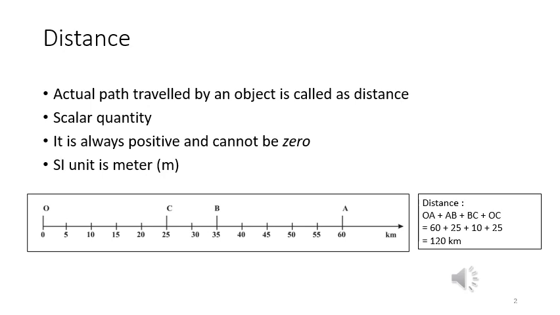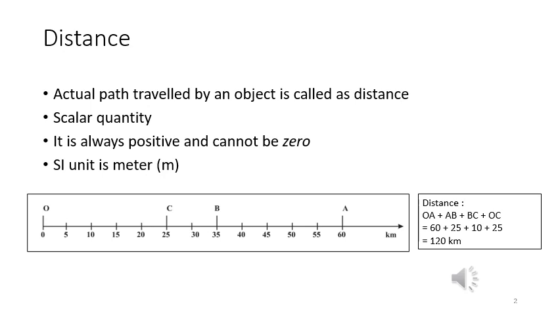So if I total up all these kilometers, I would get that the object has traveled a path of 120 kilometers. So the object has covered a distance of 120 kilometers. Distance is a scalar quantity. 120 kilometers could be to the north, south, east, west. It would still remain as 120 kilometers. So it's a scalar quantity. It does not need direction to specify distance.